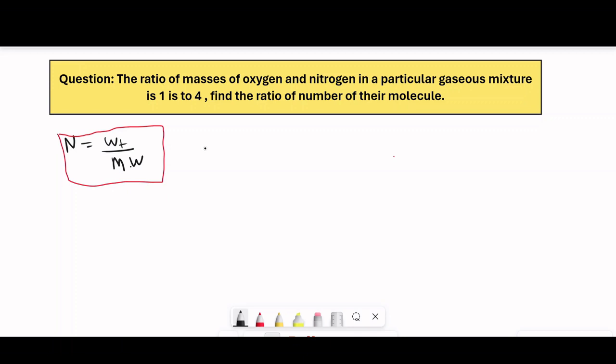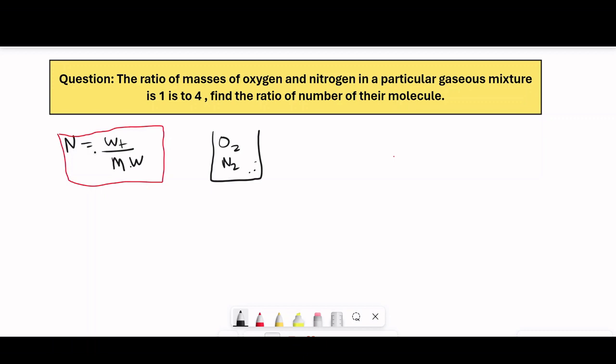The question is saying that the ratio of masses of oxygen and nitrogen in a particular gaseous mixture is 1:4. So let's imagine that this is a container and it has a load of gases. Let's imagine there is oxygen and there is nitrogen and there are more gases. However, we are going to consider only oxygen and nitrogen since that's what the problem asks. So the ratio of the masses of oxygen and nitrogen is 1:4. What this means is that if there is 1 oxygen, there should be 4 of nitrogen. That's basically what it means.